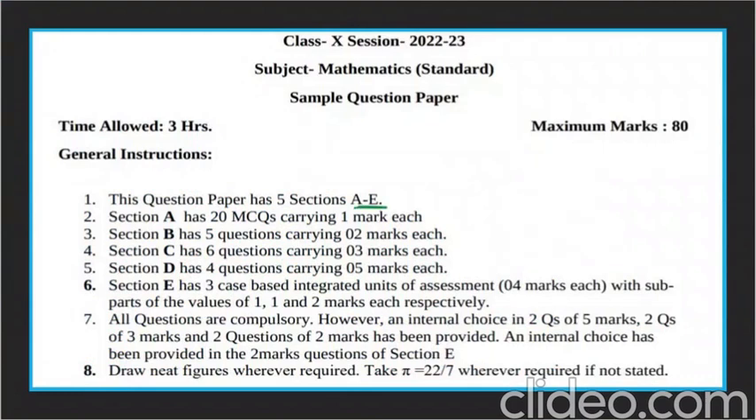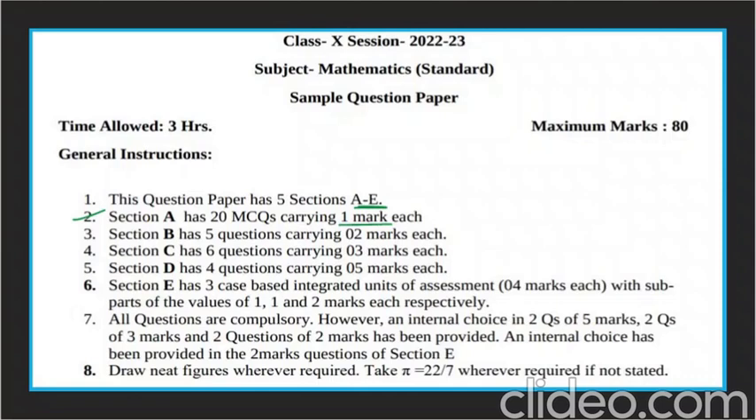The first section, section A, which we are going to do today, has only 20 MCQs, 1 mark each. It's not that because it's MCQ, you can just choose A, B, C, D, roll a dice and do it. No, you can't work that way. You have to solve each and every question, because I have solved these questions, so I can understand that you cannot do it by hit and trial method. You have to do it very carefully.